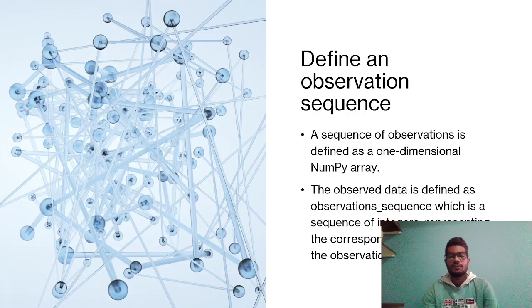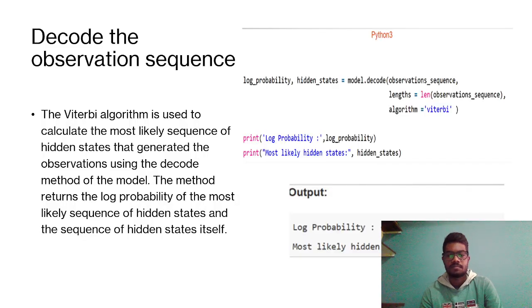Define an observation sequence. A sequence of observations is defined as a 1D NumPy array. The observed data is defined as observation sequence, which is a sequence of integers representing the corresponding observation in the observation list. Decode the observation sequence. The Viterbi algorithm is used to calculate the most likely sequence of hidden states that generated the observations using the decode method of the model. The method returns the log probability of the most likely sequence of hidden states and the sequence of hidden states itself.